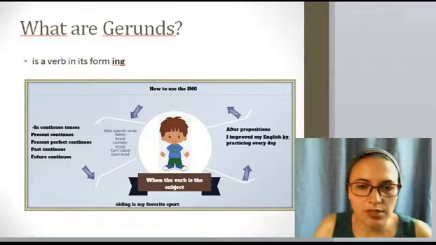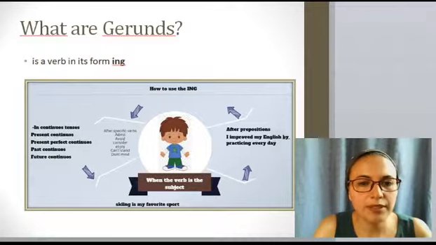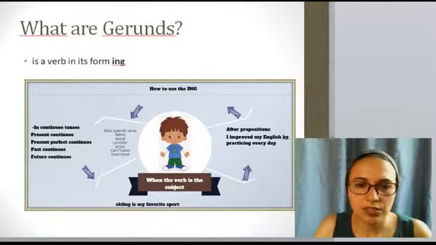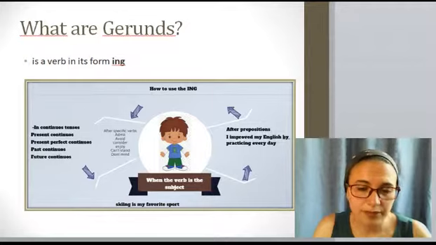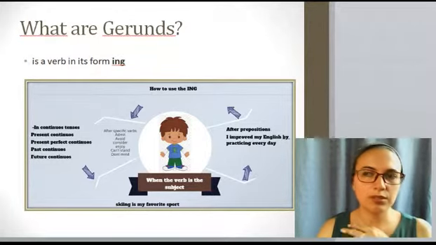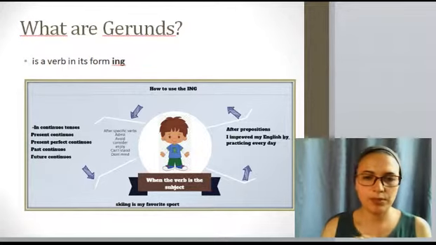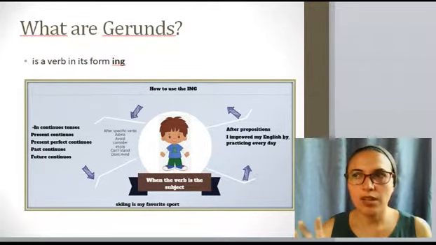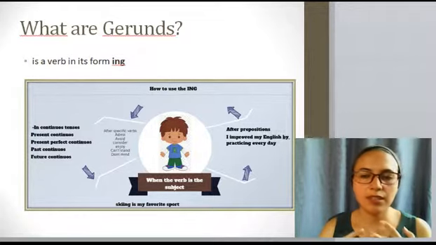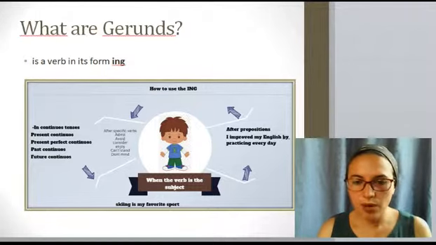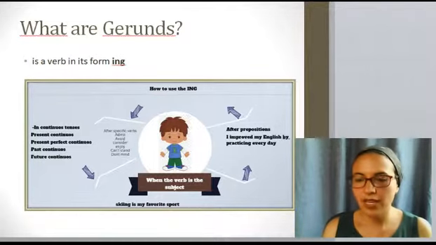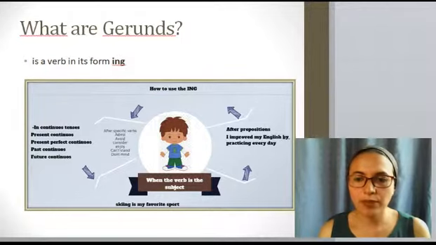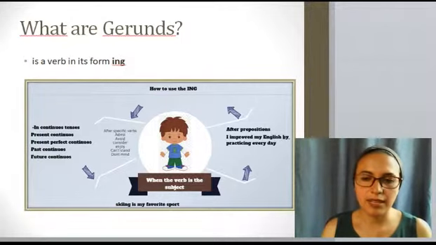What are gerunds? A gerund is a verb in its -ing form. How to use the -ing? In continuous tenses: present continuous, present perfect continuous, past continuous, future continuous. After specific verbs such as admit, avoid, consider, enjoy, can't stand, don't mind, and when the verb is the subject. For instance, skiing is my favorite sport. After a preposition: I improve my English by practicing every day.